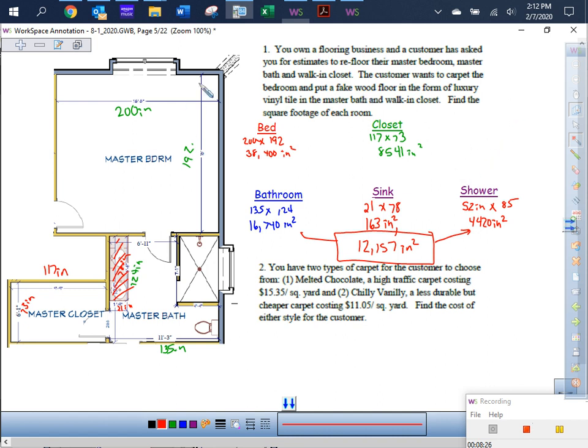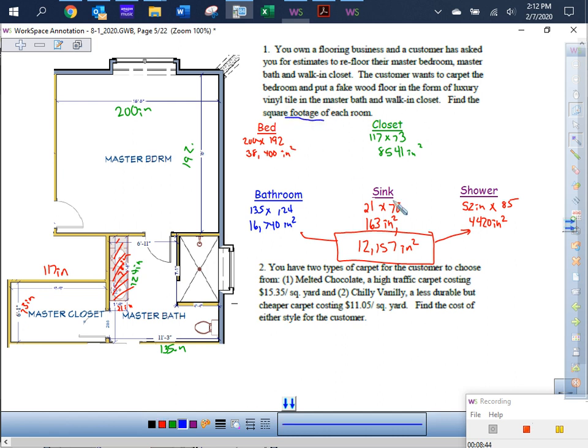Okay, so we found the area of all 3 rooms, which is basically what they want, and they wanted the square footage, but we did it in inches. That's okay. Actually, we can find the square footage. We might as well do that. Maybe your teacher wants to do that.